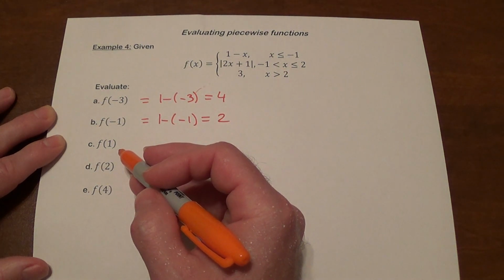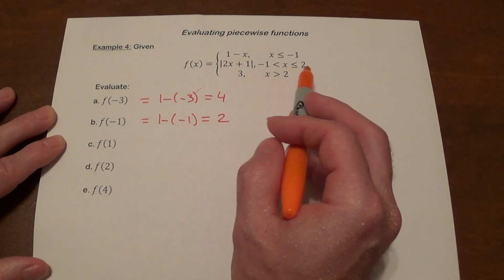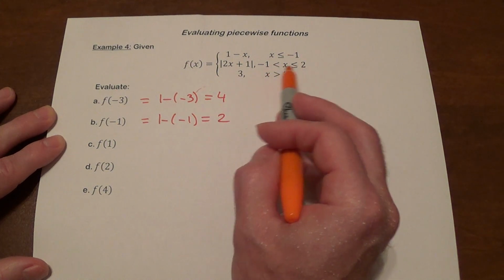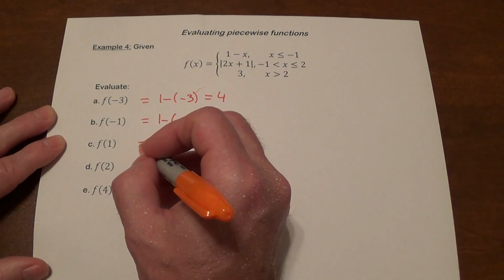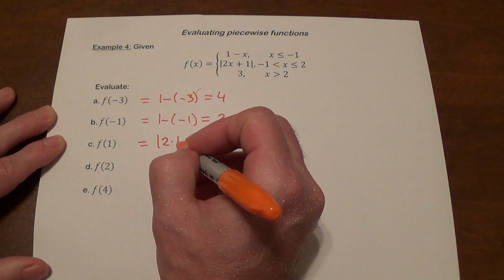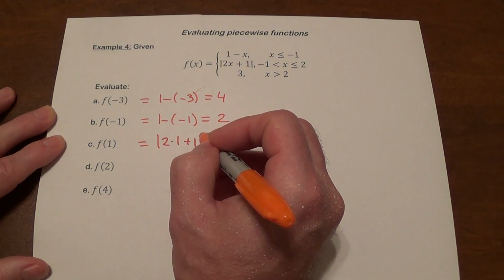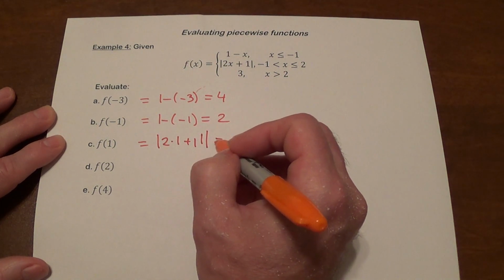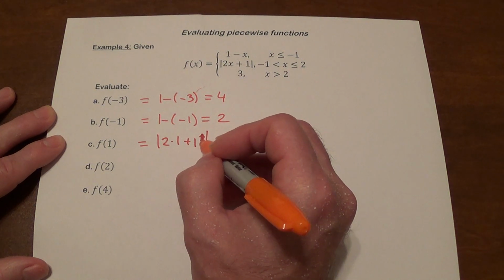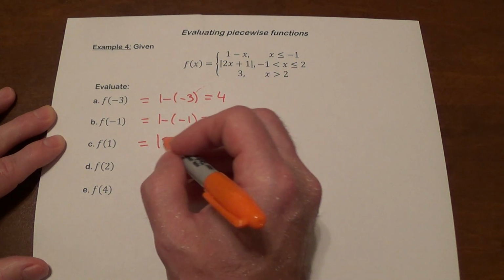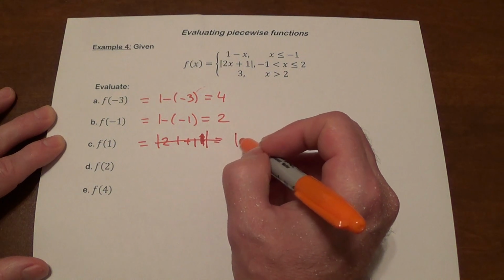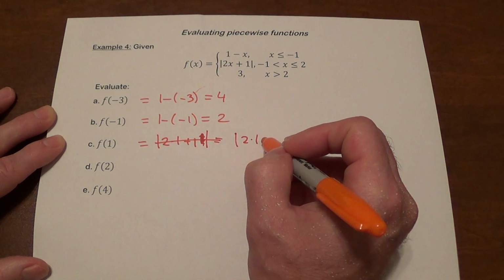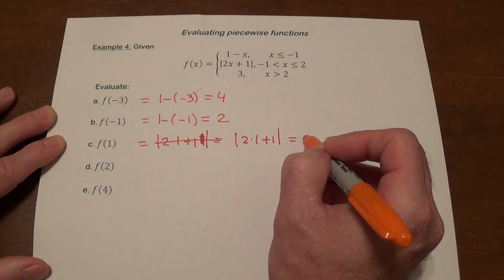1. Well, 1 is between negative 1 and 2, right? So we are going to substitute that value into the second equation. The absolute value of 2 times 1 plus 1. My apologies, let me rewrite that, it doesn't look good. 2 times 1 plus 1, and that's going to equal 3.